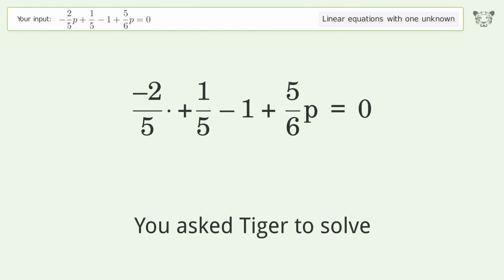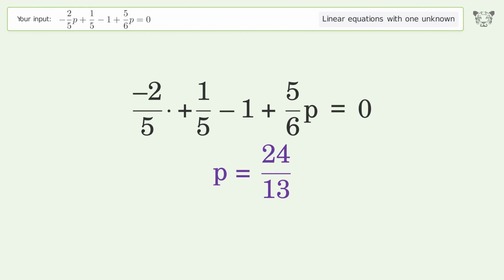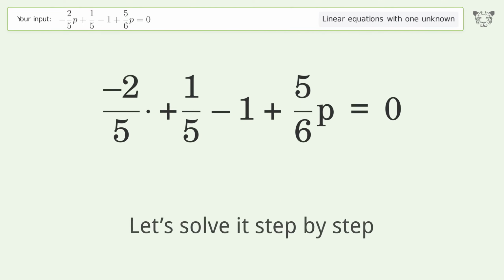You ask Tiger to solve. This deals with linear equations with one unknown. The final result is p equals 24/13. Let's solve it step by step.